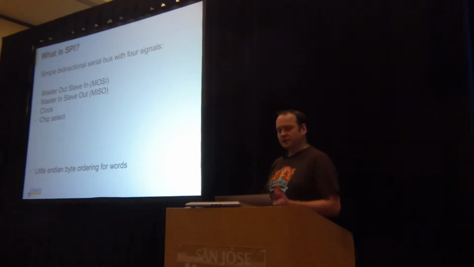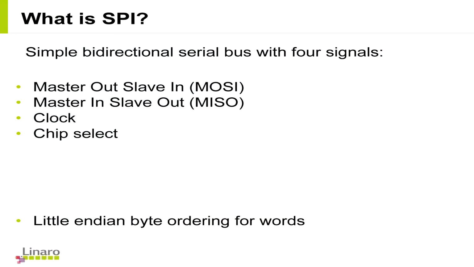So the classic SPI bus consists of 4 data signals. There's a data out from the CPU to the peripheral, master out, slave in, normally referred to as MOSI. There's data coming back in the other direction, master in, slave out, referred to as MISO. There's a clock to which both these signals are synchronized.